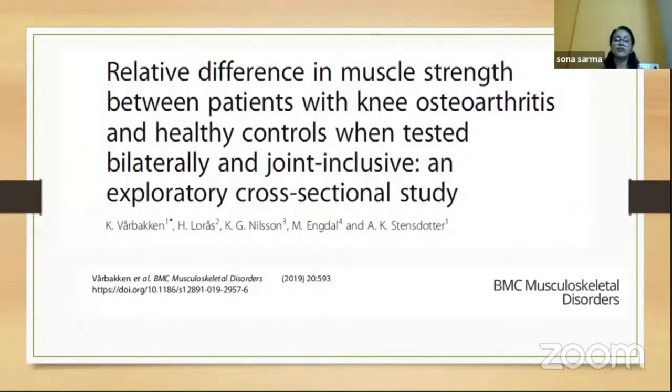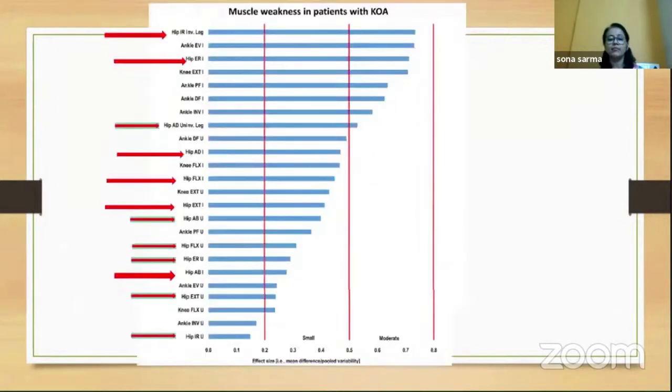This was one more study, recently published in 2019 in the BMC Musculoskeletal Disorders journal, and this was interesting because it tested approximately 28 knee OA patients with 31 healthy controls, with unilateral and bilateral knees considered. And they interestingly came up with something very contrasting. I have marked in red the ipsilateral hip muscles which were weak, and I've marked a little differently the contralateral hip muscles which are affected.